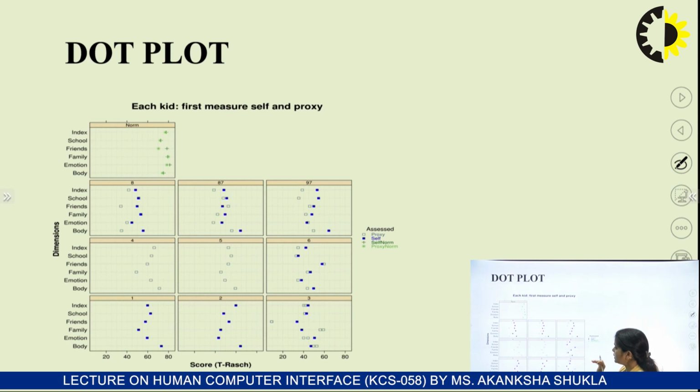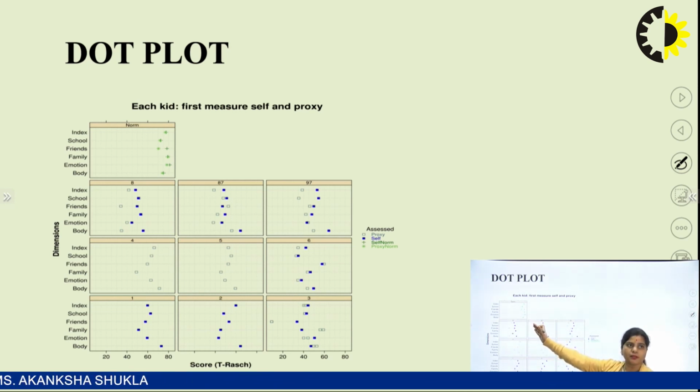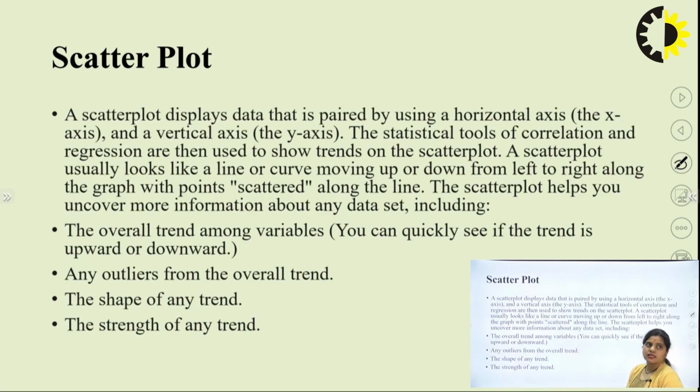So simply, on the x-axis we have plotted the scores, and here we have different dimensions. The dimensions are the index, school, friends, family, emotions or body. For each kid we are first measuring the self and the proxies, and after that the proxy norms and the self norms. The next one is the scatter plot.